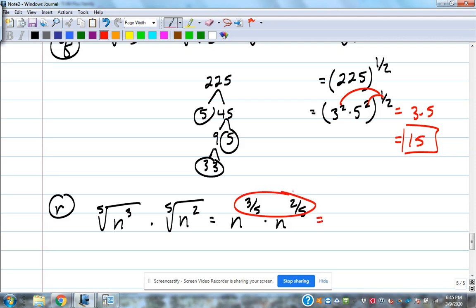And what's the rule for those two exponents? Add them together. 2/5 and 3/5 would be 5/5 or 1. Just n. Does it get absolute value marks? No, the index was odd, not even, so we don't have to worry about that. You gotta be careful of those things still coming up.